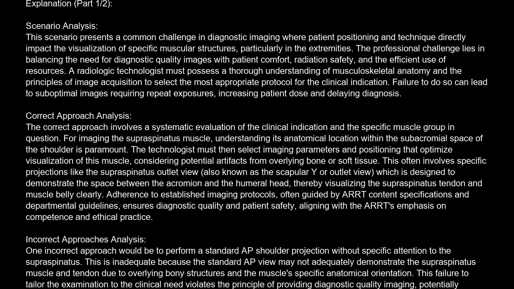Correct approach analysis. The correct approach involves a systematic evaluation of the clinical indication and the specific muscle group in question. For imaging the supraspinatus muscle, understanding its anatomical location within the subacromial space of the shoulder is paramount. The technologist must then select imaging parameters and positioning that optimize visualization of this muscle, considering potential artifacts from overlying bone or soft tissue. This often involves specific projections like the supraspinatus outlet view, also known as the scapular Y or outlet view, which is designed to demonstrate the space between the acromion and the humeral head, thereby visualizing the supraspinatus tendon and muscle belly clearly.